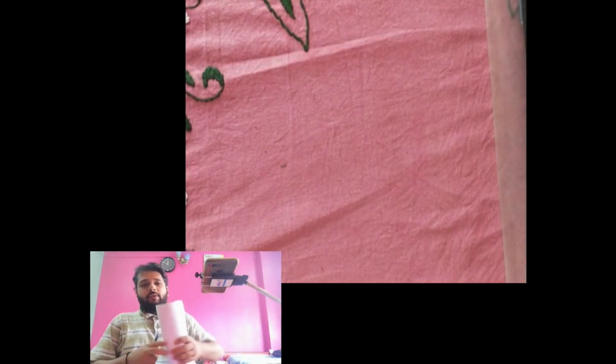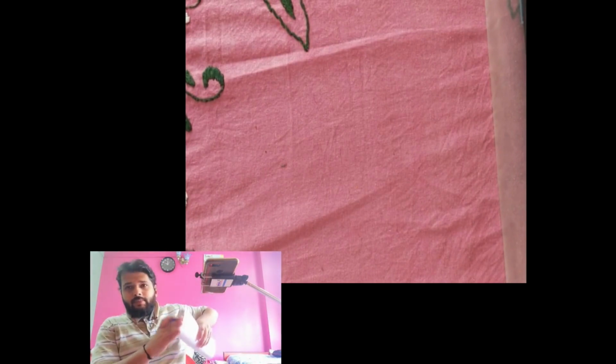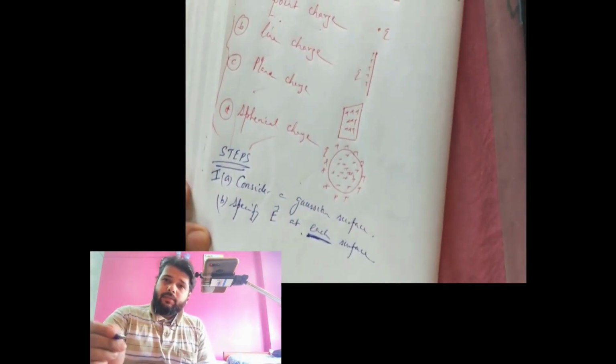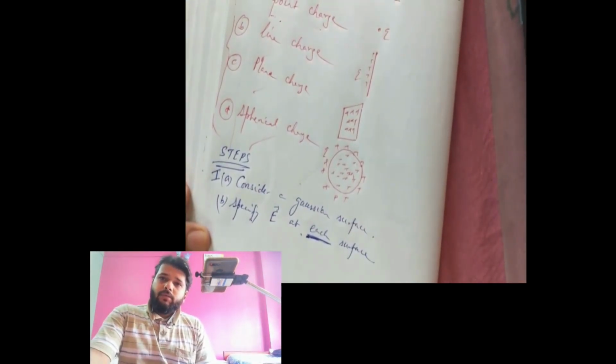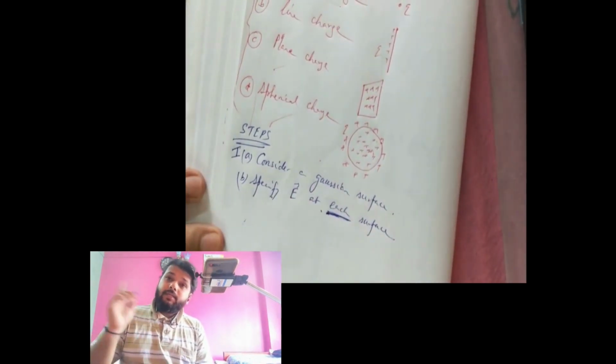Okay, this is the sphere. Suppose I draw this in the shape of a cylinder: this is the top surface, the bottom surface, and there is a curved surface. Is that clear? So that's why we have mentioned specify electric field at each surface. There can be more than one surface. In case of a cube there will be 6 surfaces. So we have to specify E, the electric field, at each surface.